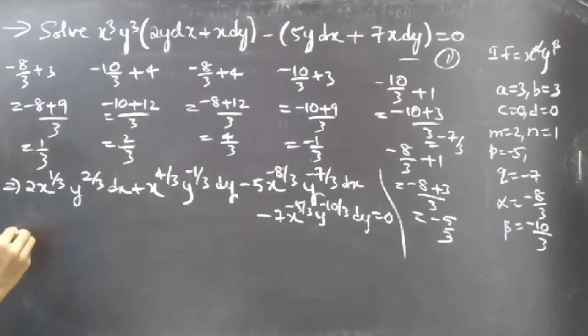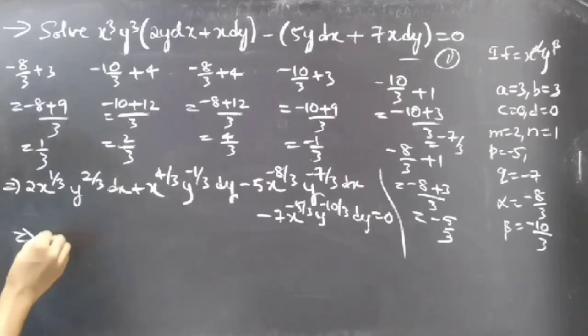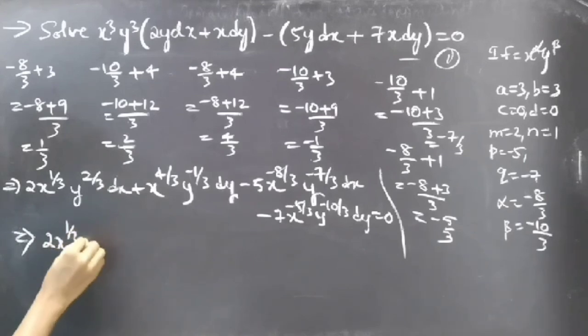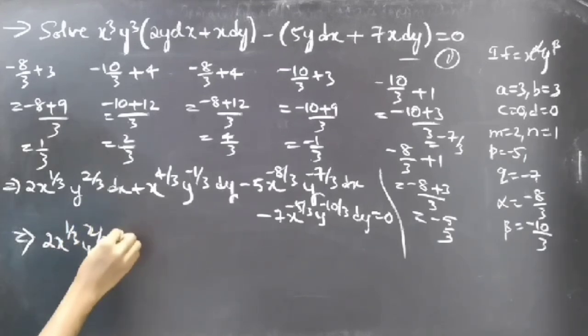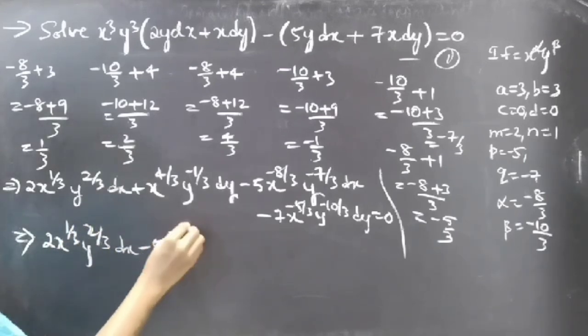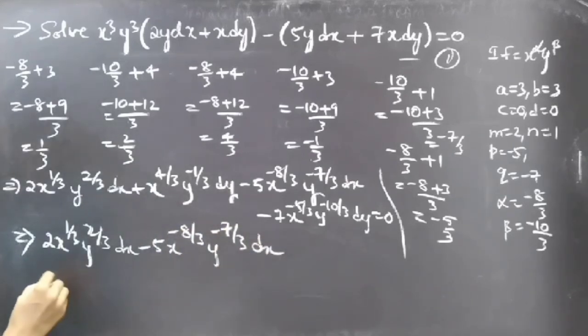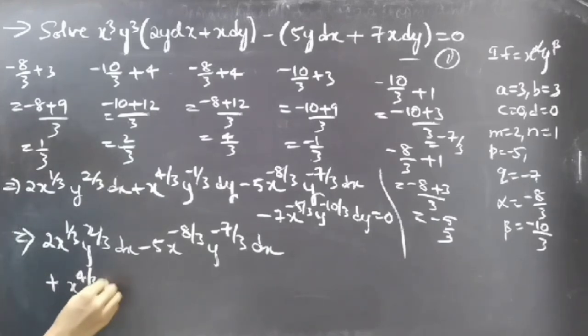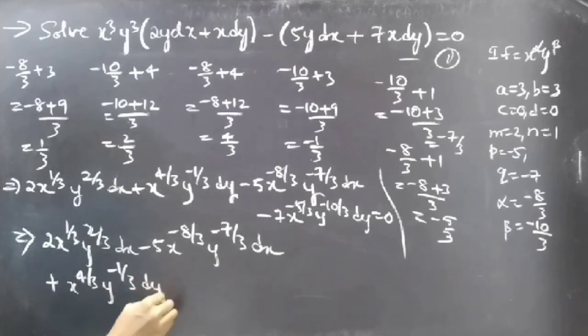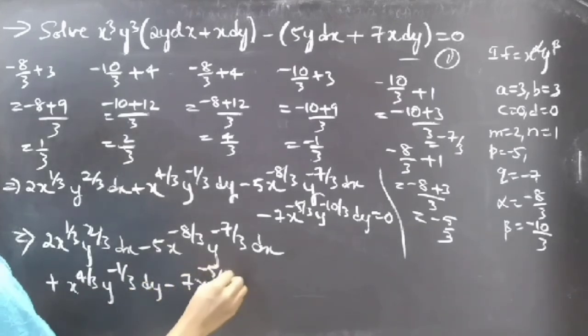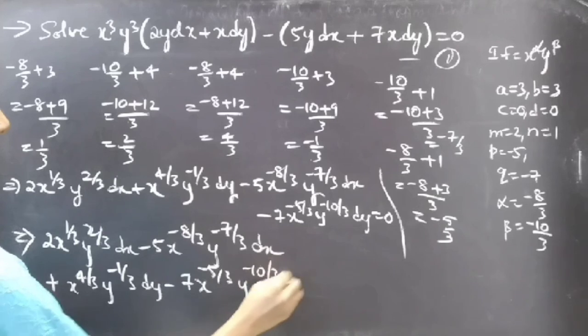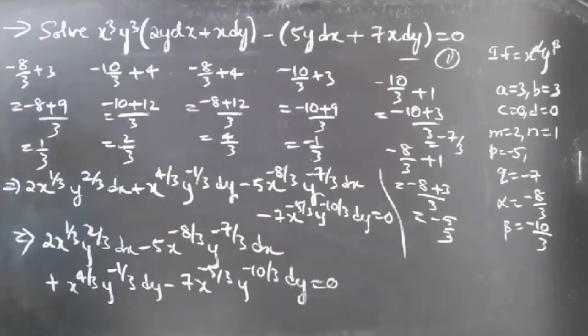Let's now take terms, write the terms involving dx firstly and then go for the terms involving dy. You will get x power 1 by 3, y power 2 by 3, into dx, minus 5x power minus 8 by 3, y power minus 7 by 3, into dx, plus terms involving dy is x power 4 by 3, y power minus 1 by 3, into dy, minus 7 x power minus 5 by 3, y power minus 10 by 3, into dy equal to 0.